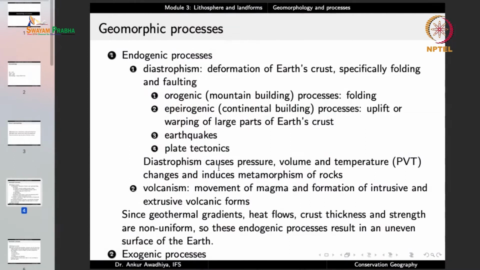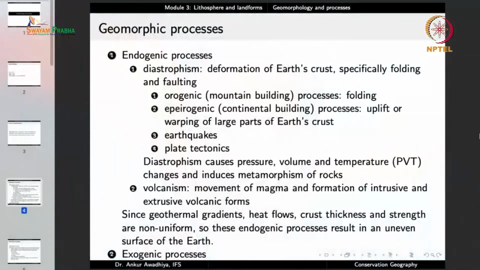Now, in most of these cases, they result in PVT changes, that is, changes in pressure, volume, and temperature. And we have observed in the previous lecture that the changes in pressure, volume, and temperature are related to metamorphism of rocks. So, whenever we have the working of diastrophic forces, we typically find metamorphic rocks. So, there will be folding, there will be faulting, but at the same time we will also find certain metamorphic rocks. Another endogenic process is volcanism, the movement of magma and the formation of intrusive and extrusive volcanic forms.